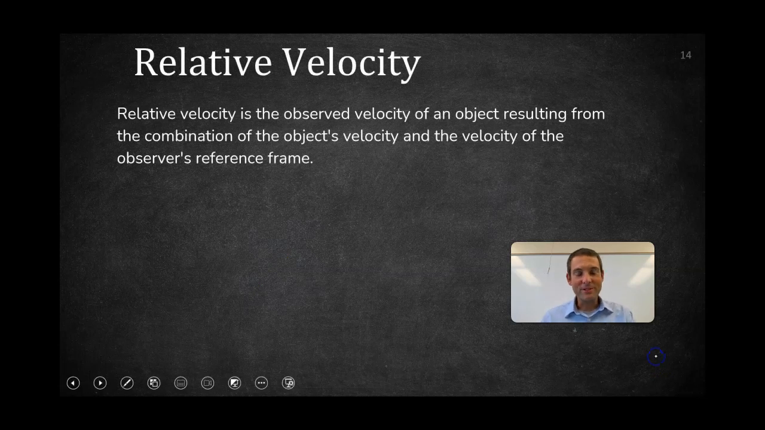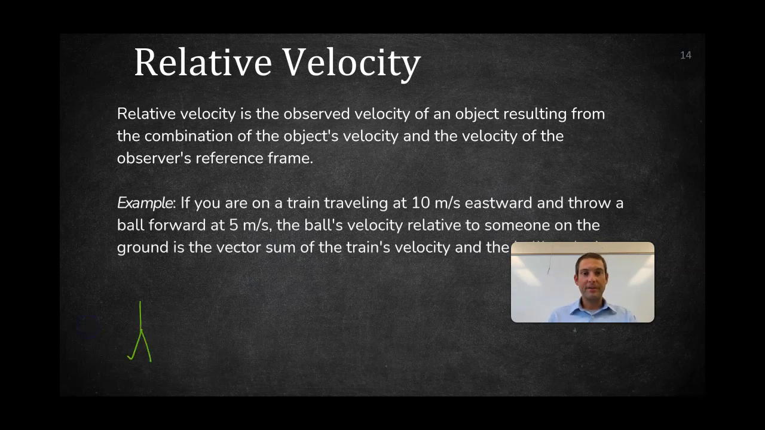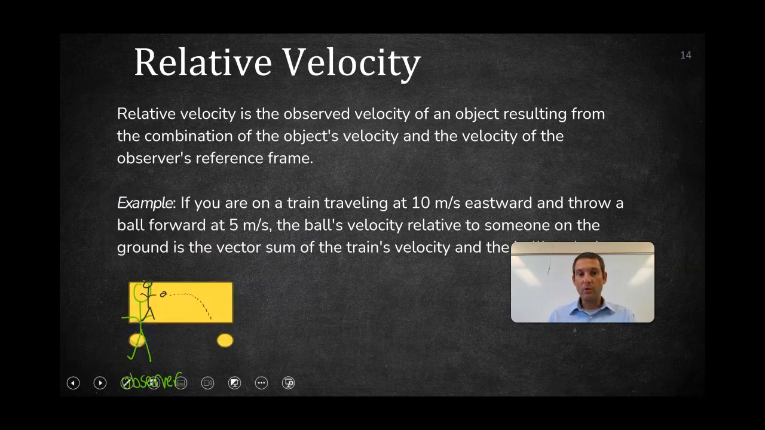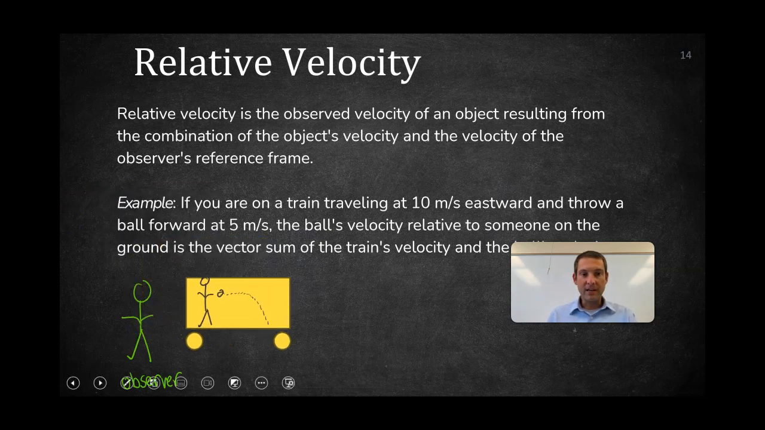Relative velocity is the observed velocity of an object resulting from the combination of the object's velocity and the velocity of the observer's reference frame. For example, if you're on a train traveling at 10 meters per second eastward and throw a ball forward at 5 meters per second, the ball's velocity relative to someone on the ground is the vector sum of the train's velocity and the ball's velocity.